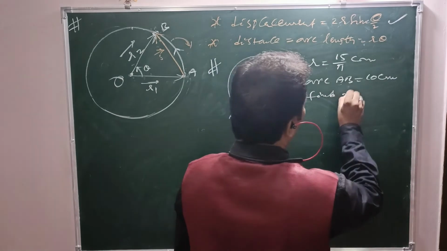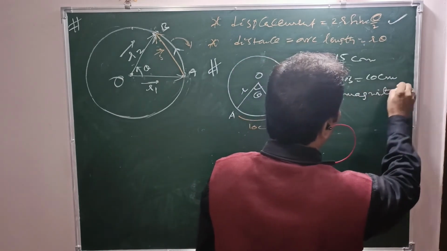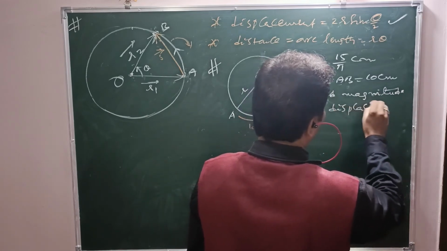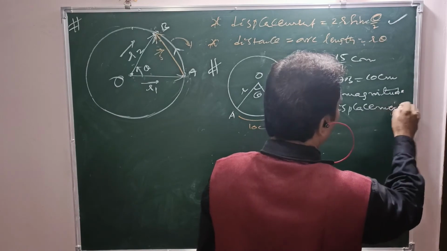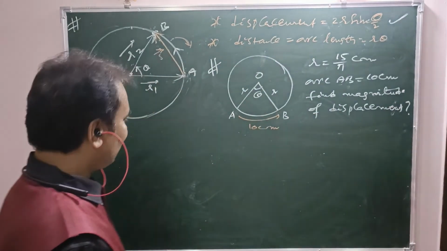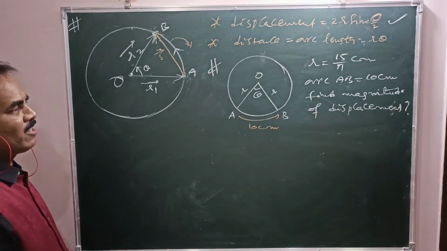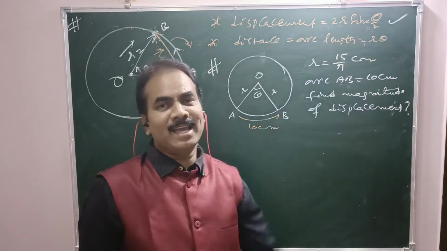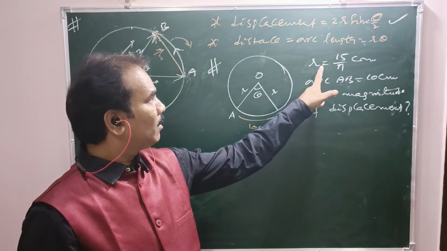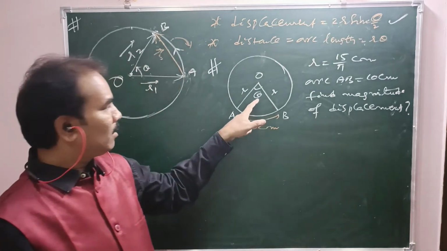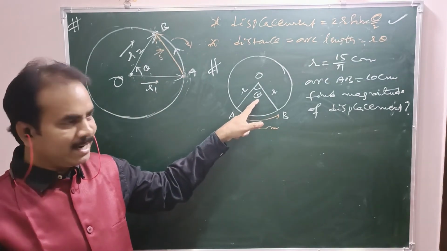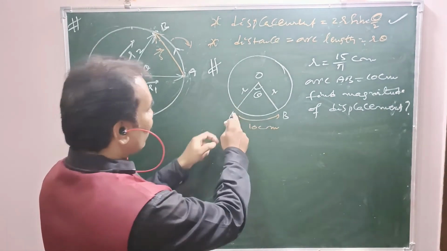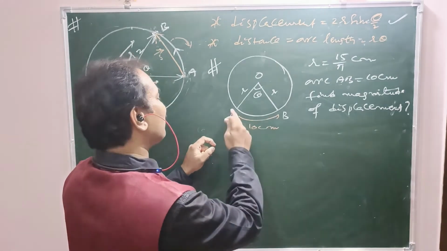Find the magnitude of displacement. See, what is the expression for magnitude of displacement? 2r sin theta by 2. We have r value, but we don't have theta value. Theta is unknown. We have to find theta initially, right? How to get theta? Instead of theta, we have an additional value, that is arc length 10 centimeter.